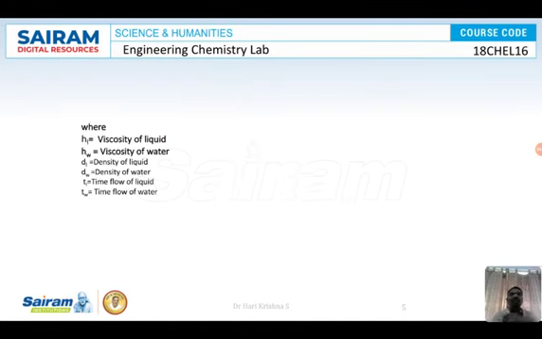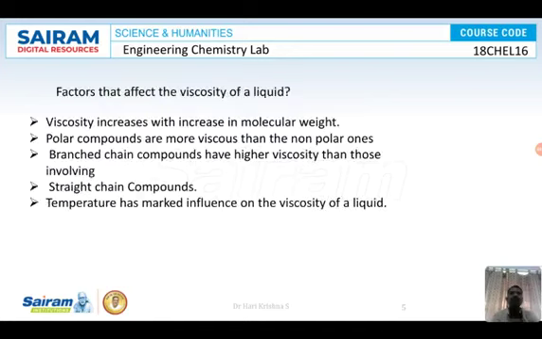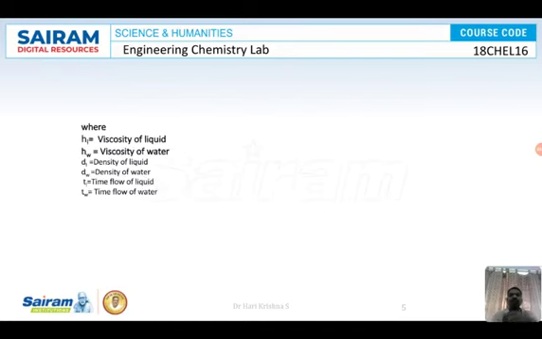After determining the times, we have a formula to determine the viscosity. Viscosity of liquid is equal to time of flow of liquid into density of liquid, divided by time of flow of water into density of water, into viscosity of water.